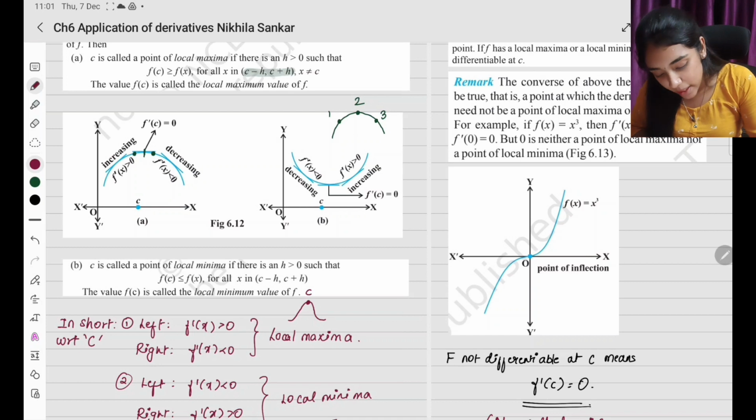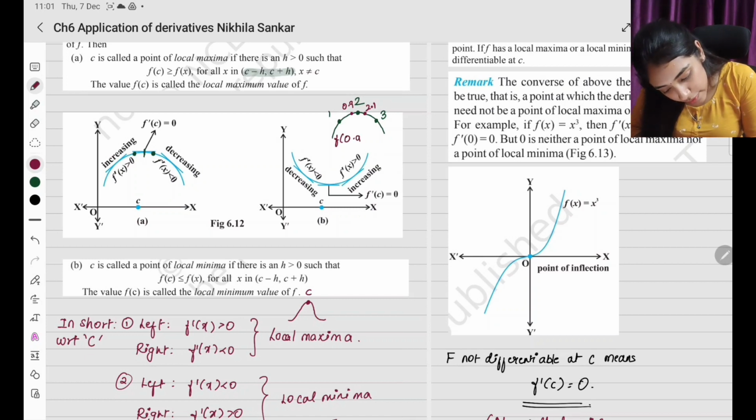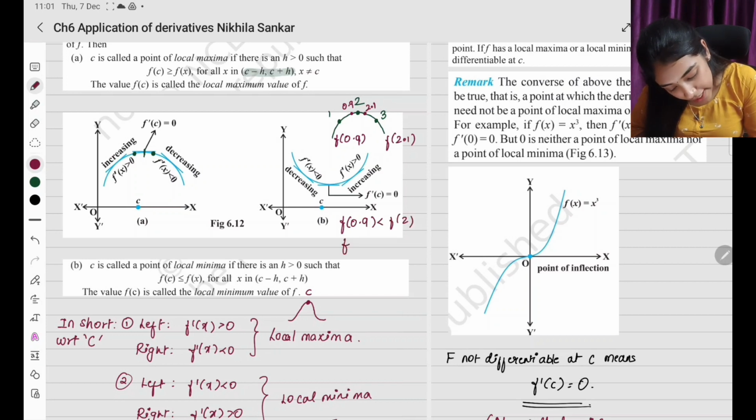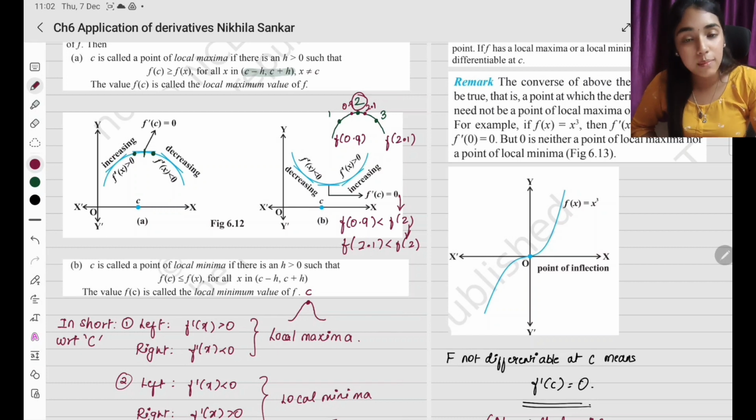What am I going to see? I'm going to see a point which is very, very close to 2, on either side, 2.1 and 0.9. So I'm going to find the value of f of 0.9 and f of 2.1. I see that both are lesser than this. So f of 0.9 is going to be less than f of 2 and f of 2.1 is also going to be less than f of 2, which means that this is the maximum function. So this is the point of local maxima.